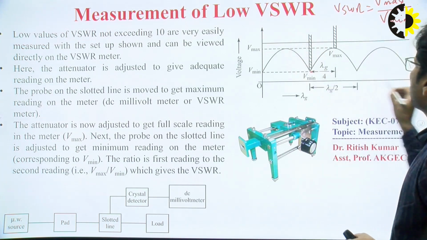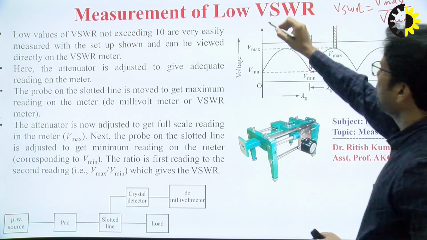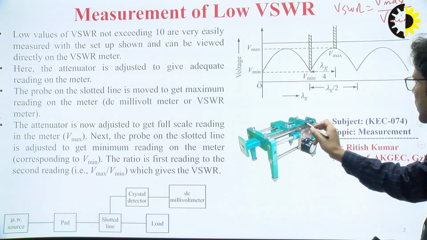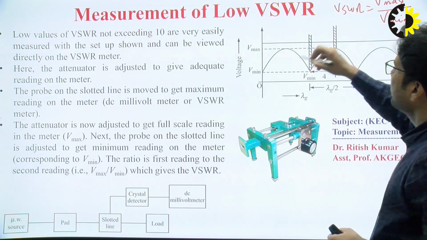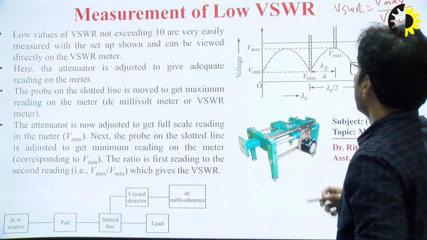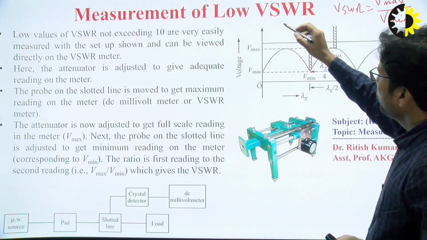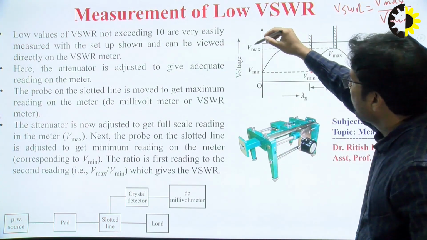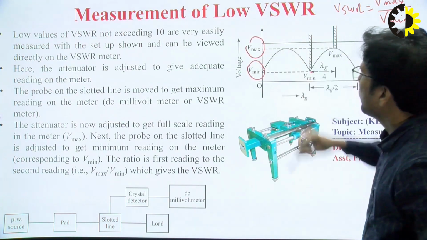Actually this curve is drawn as distance versus voltage. Why? Because this is a distance, and if you move the probe over this waveguide, you will get some voltage on the CRO output device. So you need to get the ratio of V maximum and V minimum.